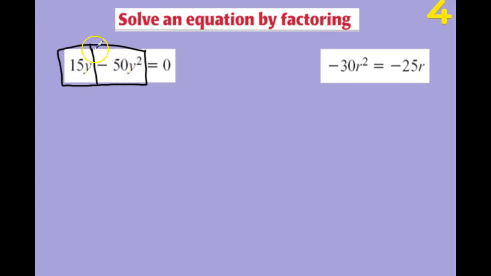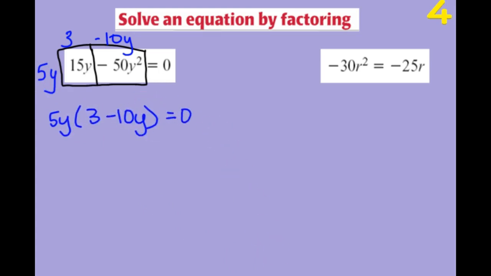So 15 and 50 both are multiples of 5, and they both at least have a y. So 5y, what multiplied by 5 gives me 15? Well, 5 times 3 is 15, and there's already a y there, so that one's good. 5 times a negative 10 will give me negative 50. I have one y, but I need 2, so I have one more there. So now I have 5y, and then 3 minus 10y, but it's equal to 0.